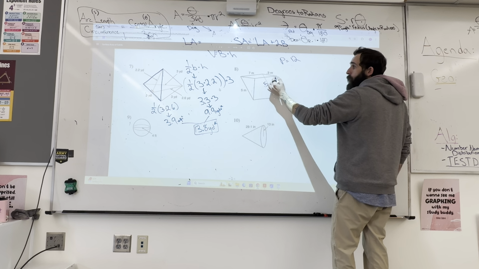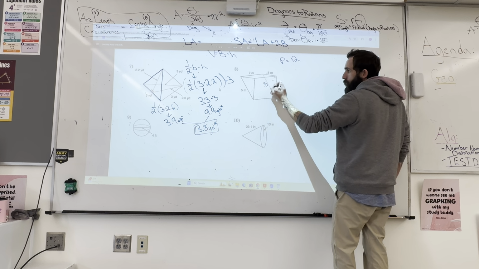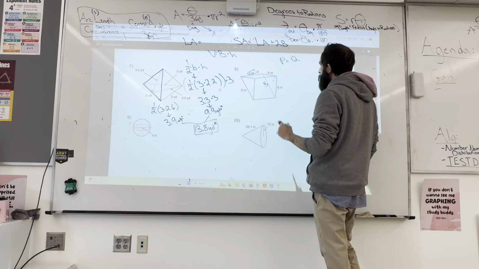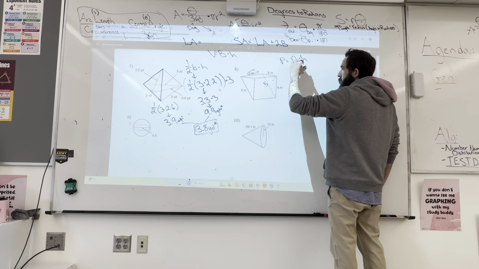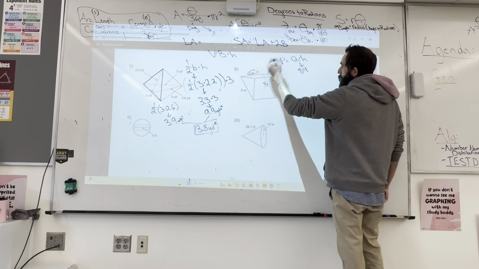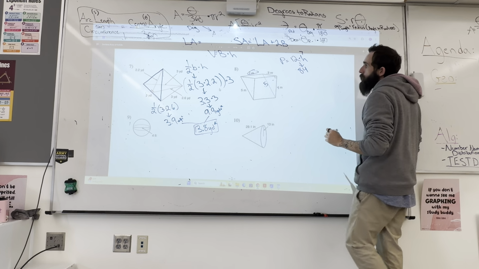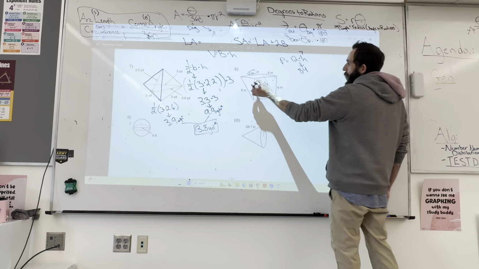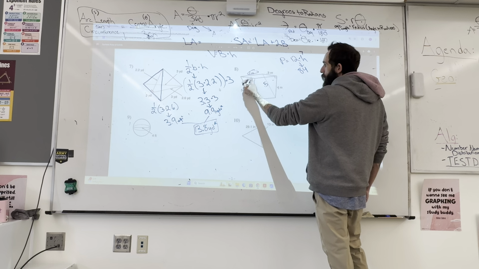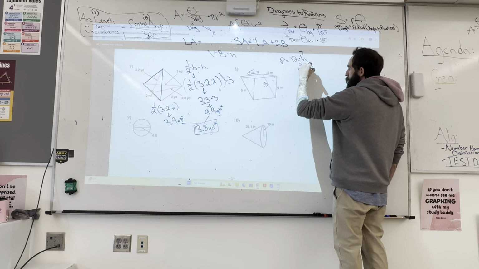That perimeter, that border, will be multiplied by the depth. Perimeter times the height is going to give me 84. 7 times 12 is going to be 84. So our lateral area is going to be 84 meters squared.